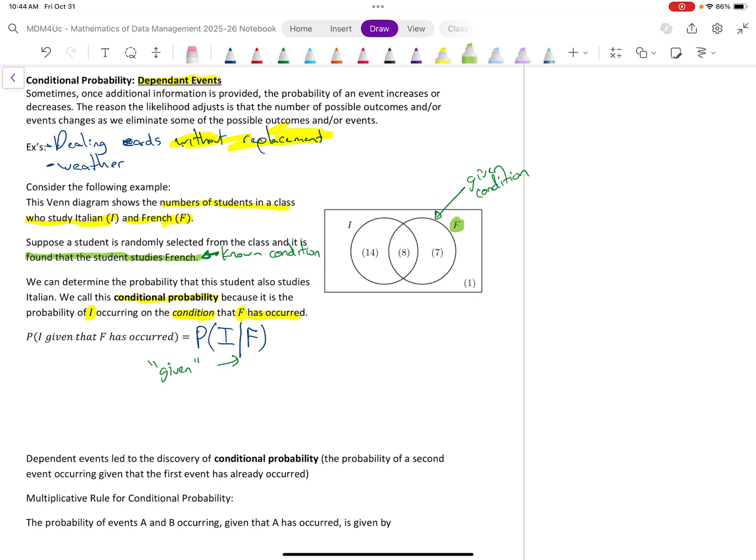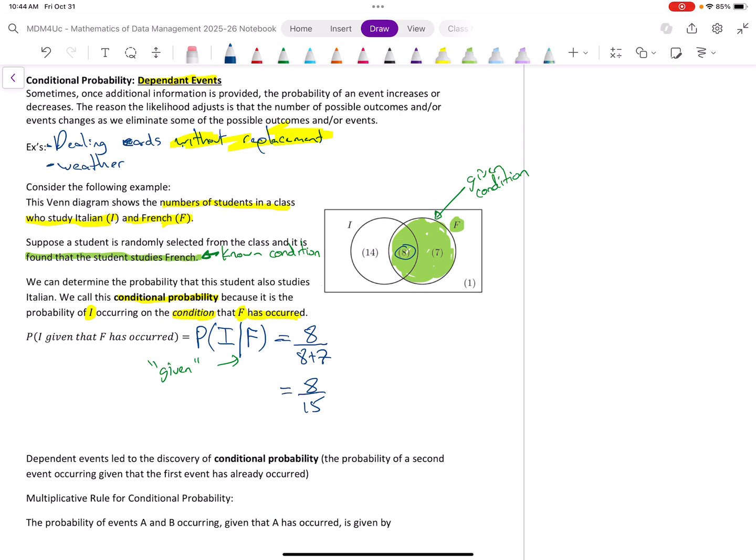And so when I think of this, I'm really just looking at this bubble because these are the only people that study French. So hence, that's the given condition. So when I write this out, if I want the probability that that person studies Italian, I'm really just looking at, well, how many people study Italian in here? And that's going to be this number, which is the overlap between Italian and French. So I have 8 out of the total number of people within the given condition, which is 8 plus 7, those people who study French. So I end up with 8 out of 15.